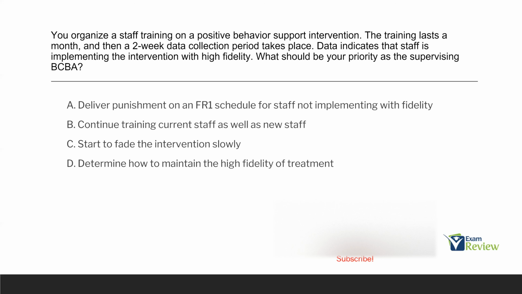Your data says your staff is implementing the intervention with high fidelity. We need to do something to maintain or increase that fidelity. So, what is your priority as the supervising BCBA? A, deliver punishment on an FR1 schedule for staff not implementing with fidelity.